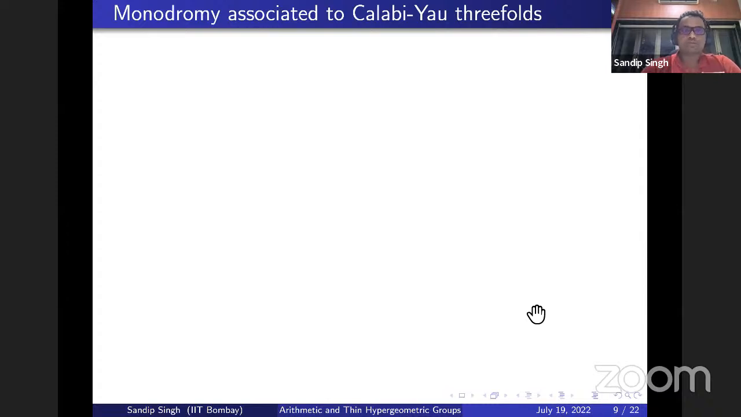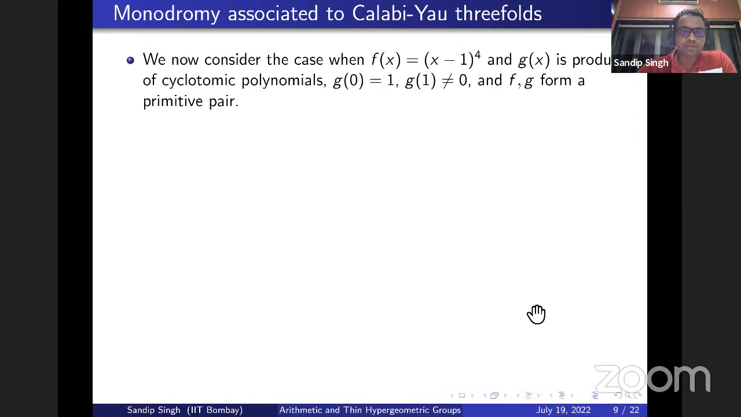Now let us talk about monodromy associated to Calabi-Yau threefolds. That is basically the theme of this trimester program. We now consider the case when f(x) is (x minus 1) to the power 4 and g(x) is a product of cyclotomic polynomials, g(0) is 1, g(1) is non-zero, and f, g form a primitive pair. Because f and g are co-prime, one cannot be a root of g.